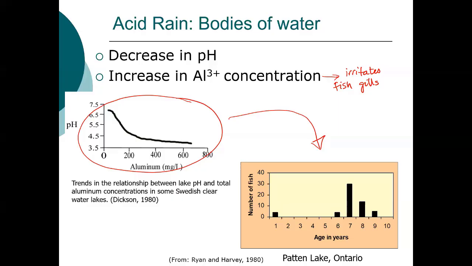So what they observed in this lake back in the late 70s was a significant decrease in the population of young fish. Basically, the fish were dying out. Another problem is because of the change in the acidity of the water, or the pH of the water, that resulted in a failure of reproduction.